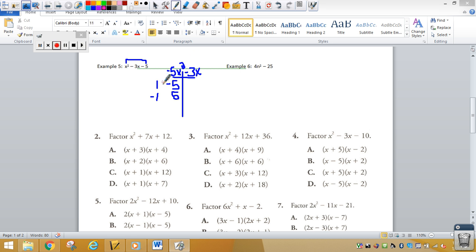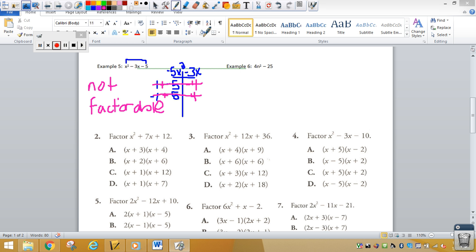We add them to see which one's the answer. If I add 1 and negative 5, I get negative 4. So that's not right. If I do negative 1 plus 5, I get 4. And that's not right. So this one is not factorable because there's nothing that worked. So if you do your T-chart and none of them work, that's called not factorable.